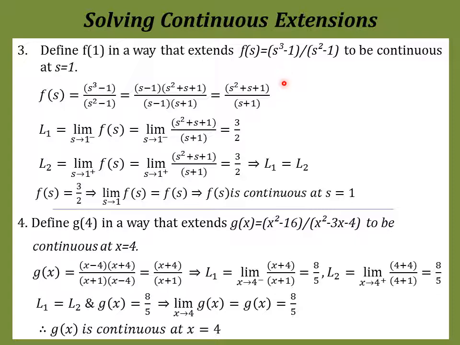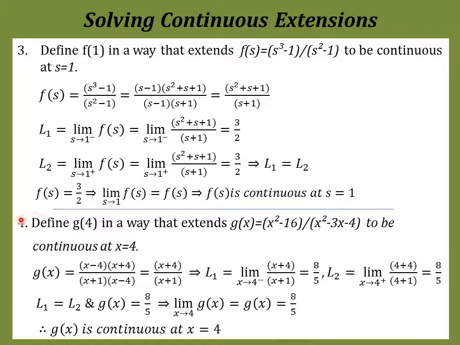So now this is my function. I will take the limit from the left and from the right. This is L1 from the left and L2 from the right, and here is the function's formula, and when substituting instead of each s we will put 1. So the result is 3 over 2 for both. That's why L1 and L2 are equal.